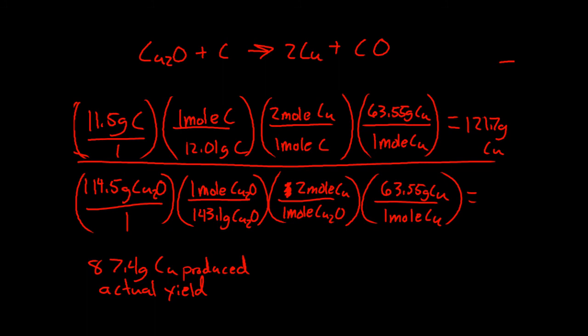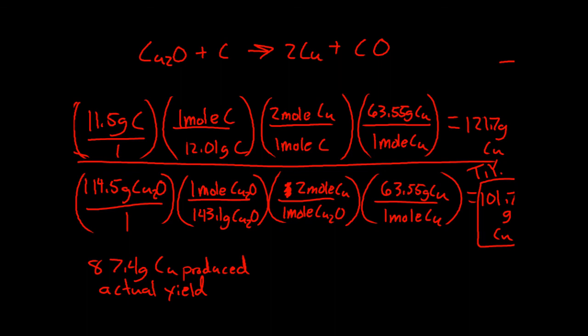If, on the other hand, all the copper oxide reacts, so I have 114.5 divided by 143.1 times 2 times 63.55, I have 101.7 grams of copper. So what this tells me is my theoretical yield is 101.7 grams, because again, the theoretical yield is the smaller of the possibilities. Once I make 101.7 grams of copper, I'm out.